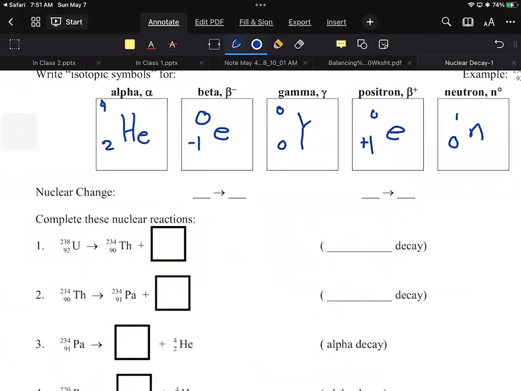For the nuclear change, beta decay happens when there are too many neutrons. So when there are too many neutrons, a neutron turns into a proton. Positron decay happens when there are too few neutrons, so you get more neutrons. It turns a proton into a neutron.